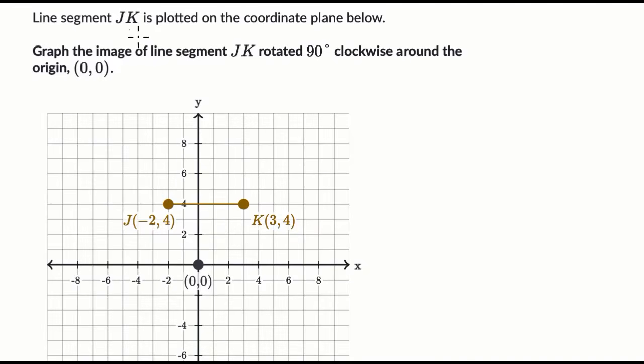We're told line segment JK is plotted on the coordinate plane below. Graph the image of line segment JK rotated 90 degrees clockwise around the origin. Of course, that's at (0, 0).